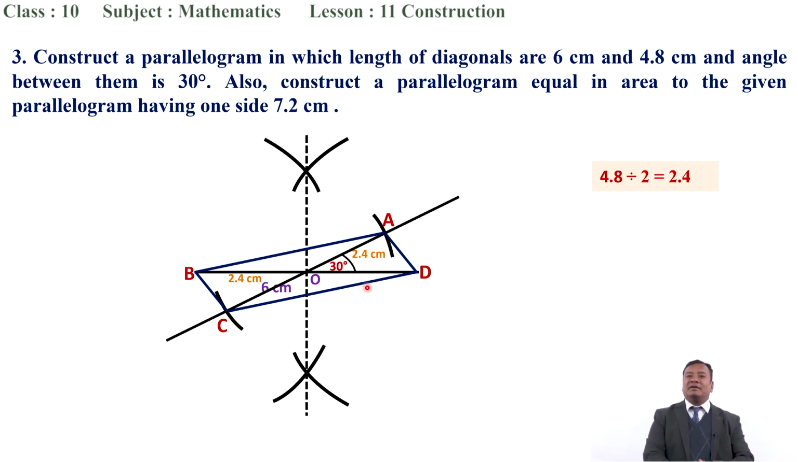Then to construct the next parallelogram in which one side must be 7.2 centimeter, from point C we cut 7.2 centimeter, and from D also you can cut 7.2, because opposite sides are equal. You can construct it easily.